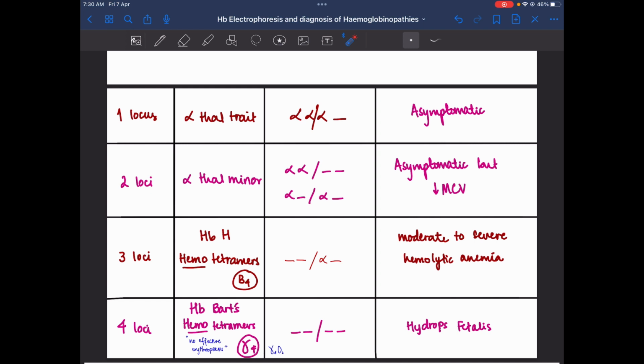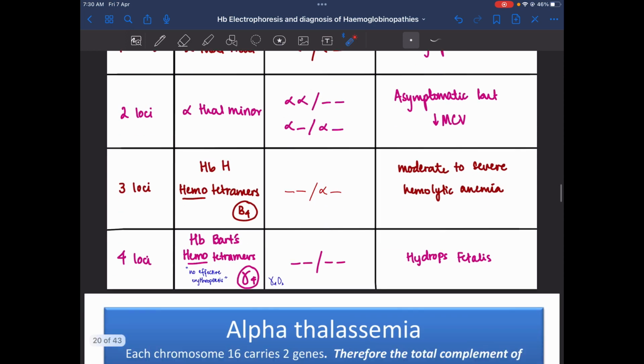Why that is, when you have absolutely no alpha chains, you're not going to have any hemoglobin. Like there isn't going to be one RBC in your body that's normal. And so hydrops fetalis, as the name suggests, this fetus will die in utero, because once again, there are no effective RBCs for the circulation of the baby. And this is known as hemoglobin Bart's disease.